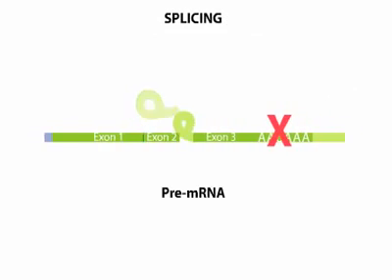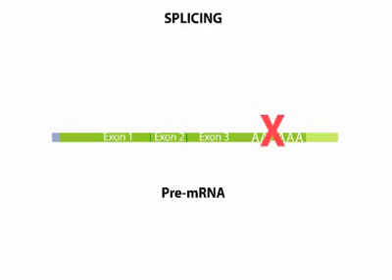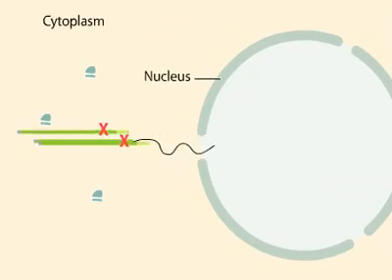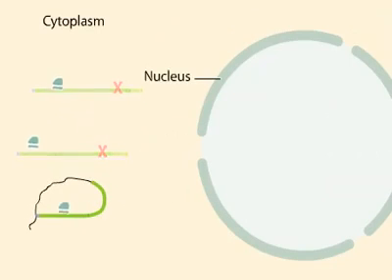Splicing will take place normally in mRNA lacking a poly-A tail. However, an mRNA that lacks a poly-A tail is unstable and quickly degraded by cellular enzymes. Therefore, it will not be available for translation.